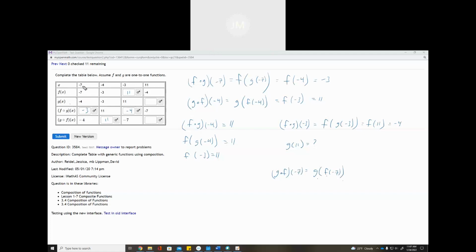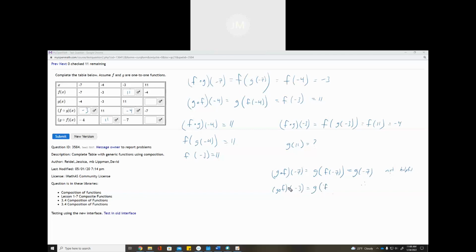When I plug negative 7 in for x, f is negative 7. This is g of negative 7, which is not helpful because I want to find g of 11. So g of negative 7 is not helpful. Okay, so then I'm going to try something else that I know. G composed with f, I know when I plug in negative 3, I get negative 7. So let's try this out. Plug negative 3 in for x and see what I get.